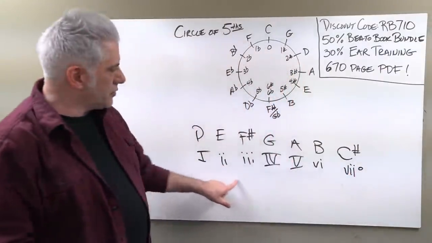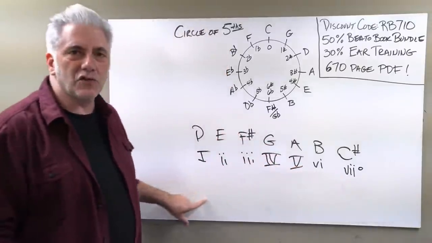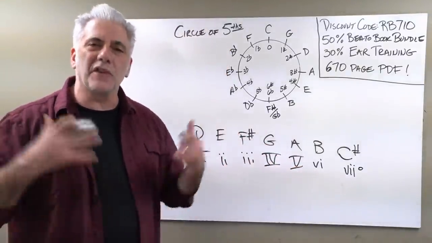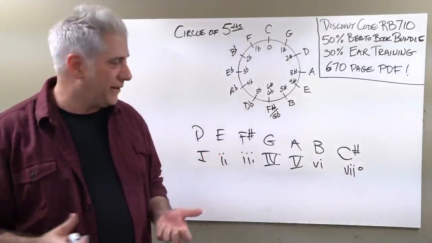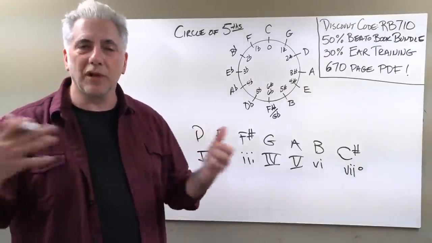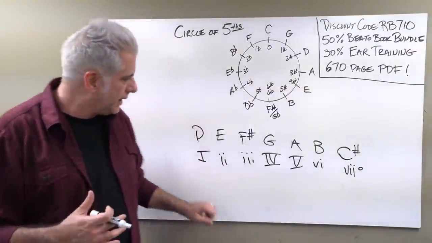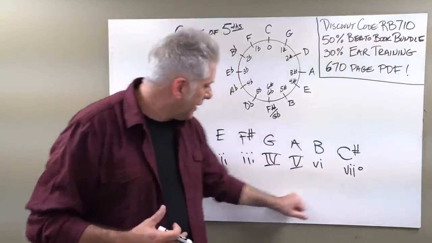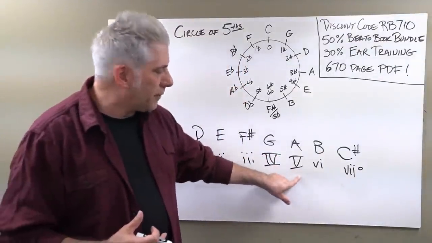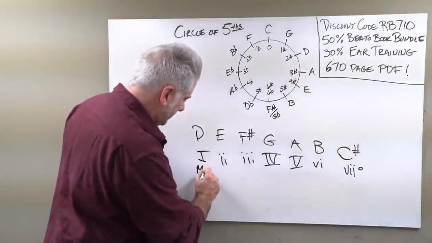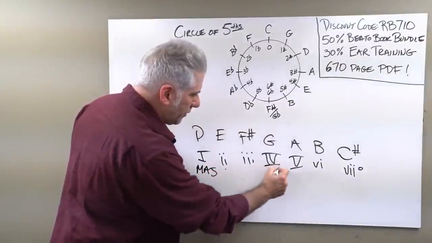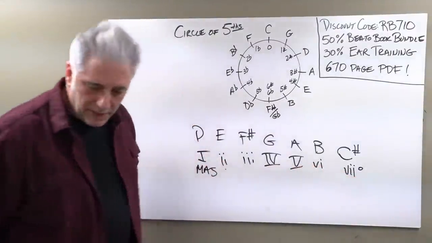So these are what we call the diatonic triads, or just the chords that come from the key of D. That's what diatonic means, basically. It means the collection of chords or collection of notes that come from a key. These are the diatonic triads. The major chords are built on 1, 4, 5, right? So you got major, minor, minor, major, major, minor, diminished, okay?